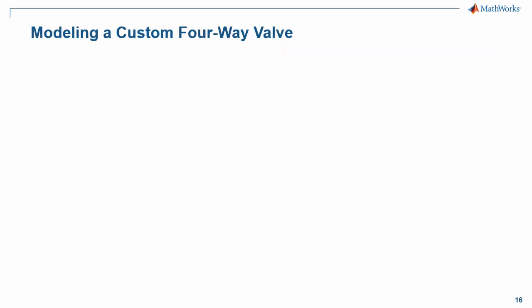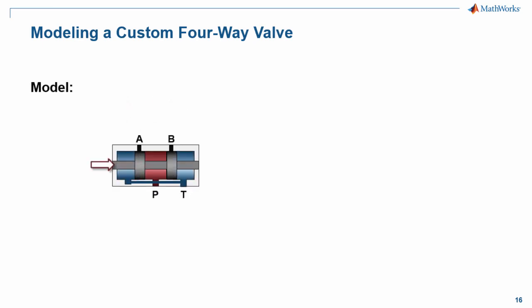In this demonstration, we're going to see how you can model a custom four-way valve using Simscape Fluids. Simscape Fluids provides a four-way directional valve block. This four-way directional valve block approximates much of the dynamics you would find in a four-way directional valve. We would like to create a more complex model that models these effects more explicitly.